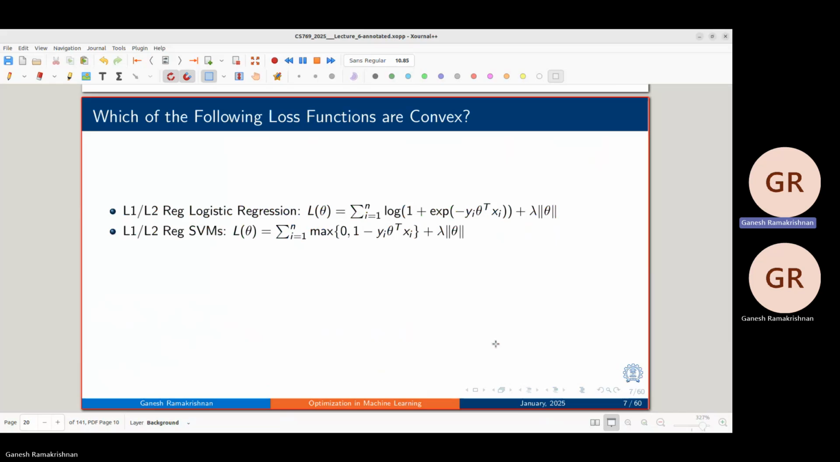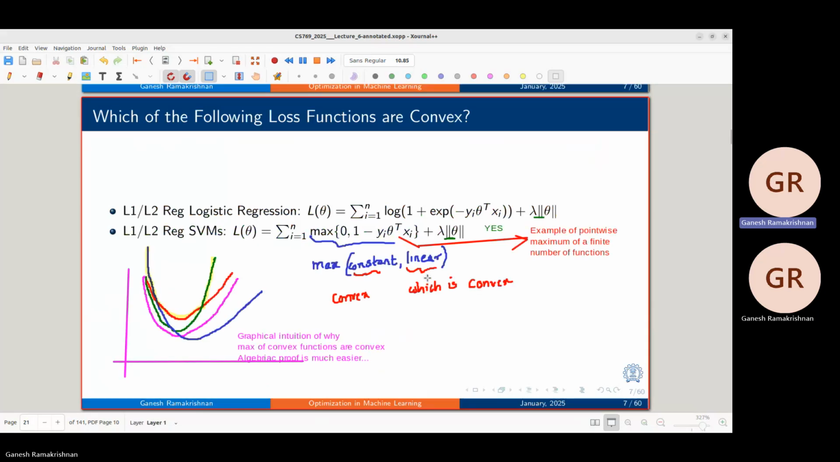Max, right? Max of 0 and 1 minus yi theta transpose xi. And then there's a sum of multiple maxes. So what's really happening is the max of a constant and a linear function. A constant is always convex. Linear is also convex. We already gave the graphical intuition earlier, and you can do it from first principles. And then, of course, a sum of multiple convex functions. And then lambda times the norm of theta should be no different from earlier.